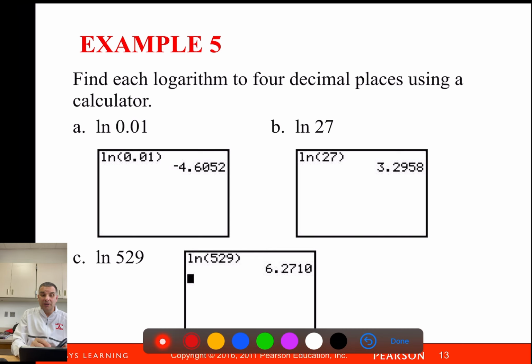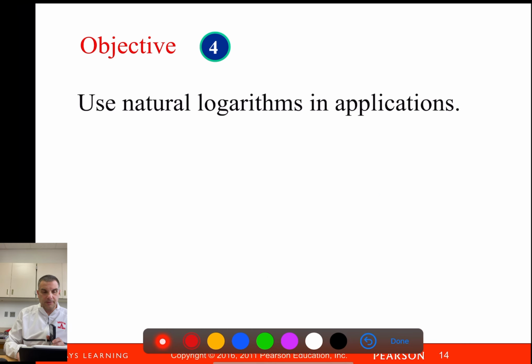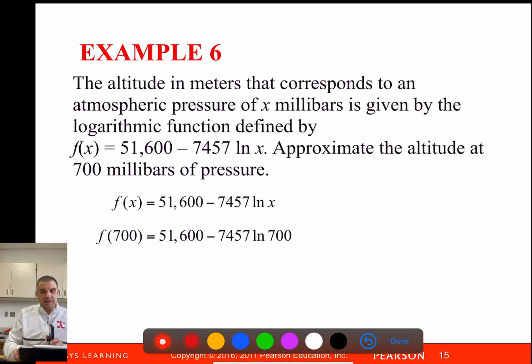And essentially, remember, ln is the same thing as log base e. So it's essentially saying e to the 3.2958 is equal to 27. e is that natural log that we've talked about. Okay. Natural logs and applications, perfect.